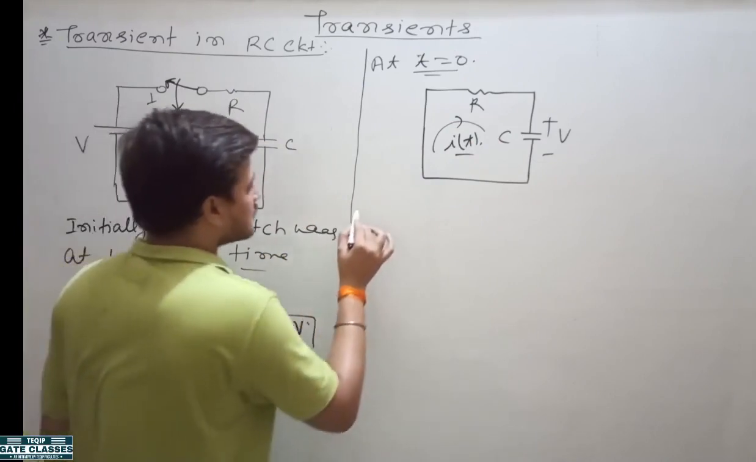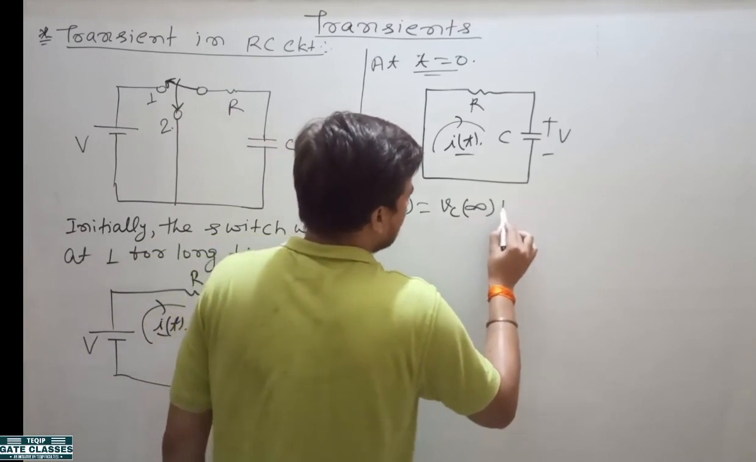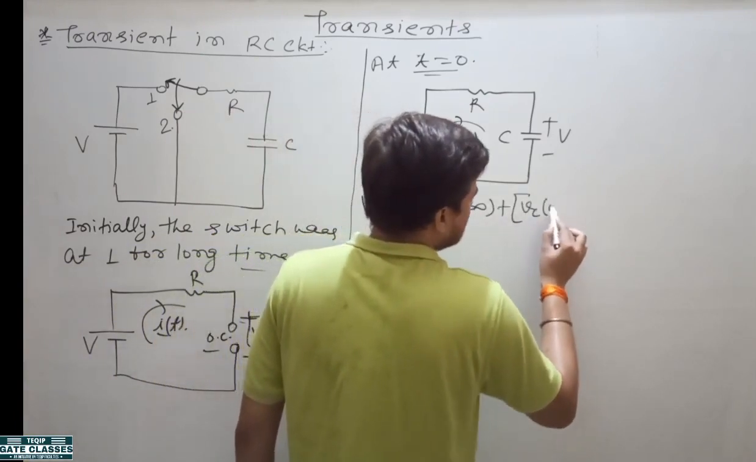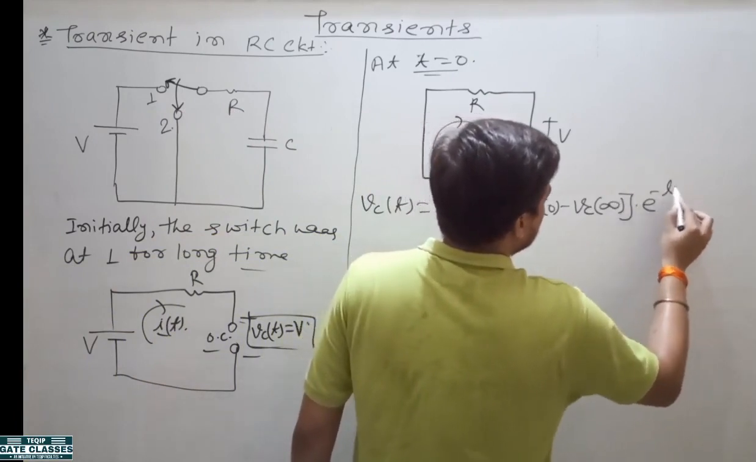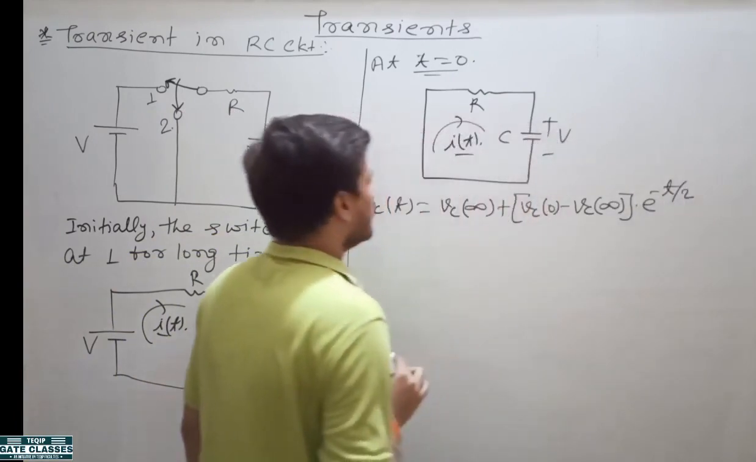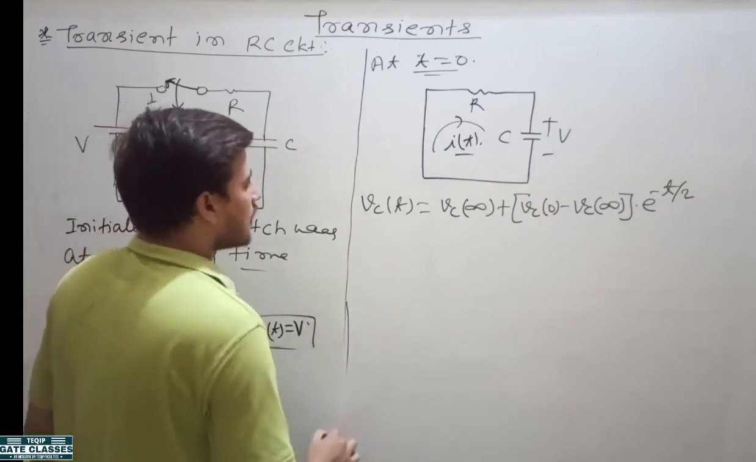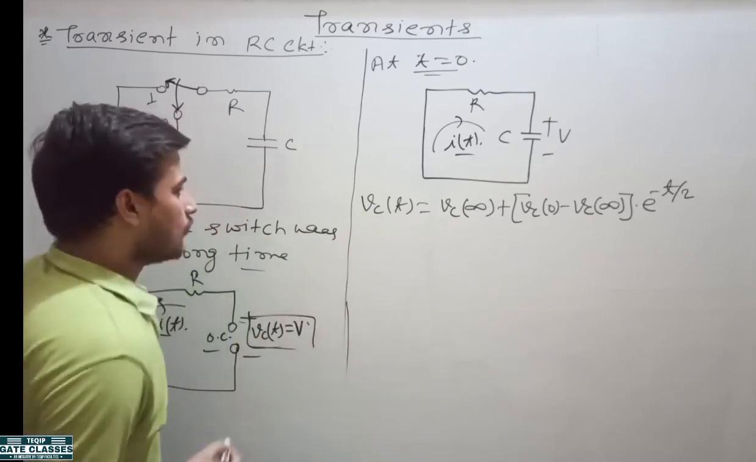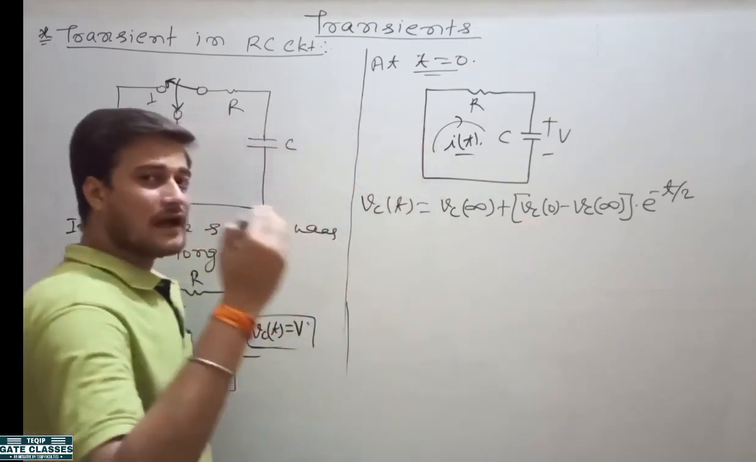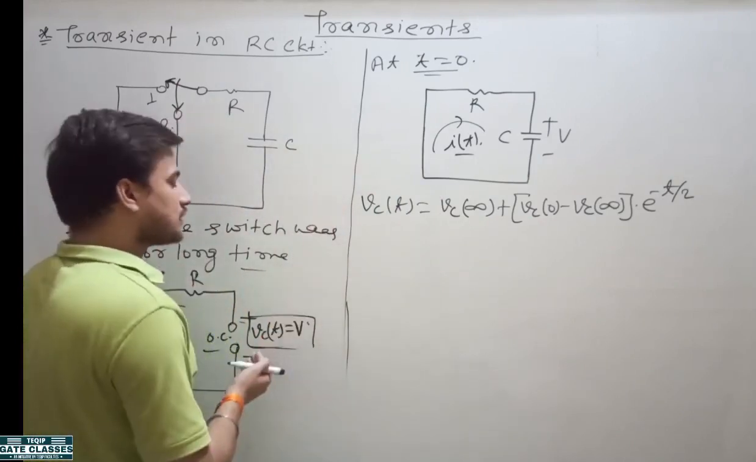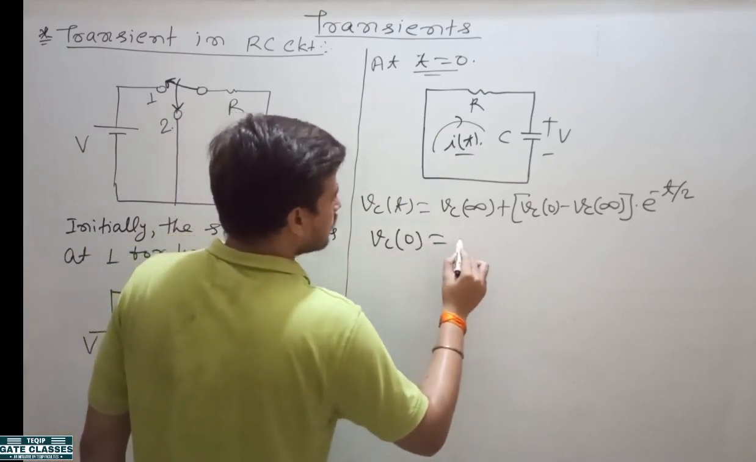We have to write the expression for VC(t). So we will write VC infinity plus VC 0 minus VC infinity into e to the power minus t by tau. Next we have to write the values of VC infinity and VC 0. What will be the value of VC 0? Before closing the switch, the voltage was V. So VC 0 is equal to V.